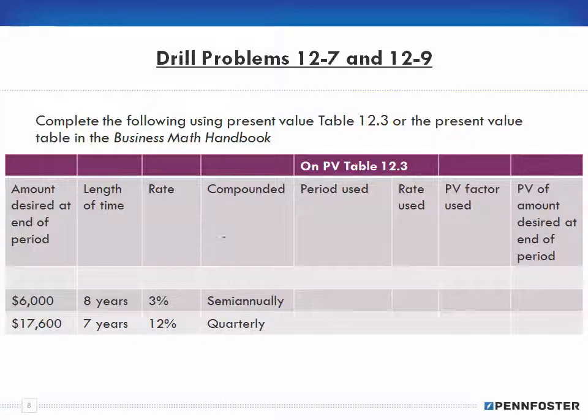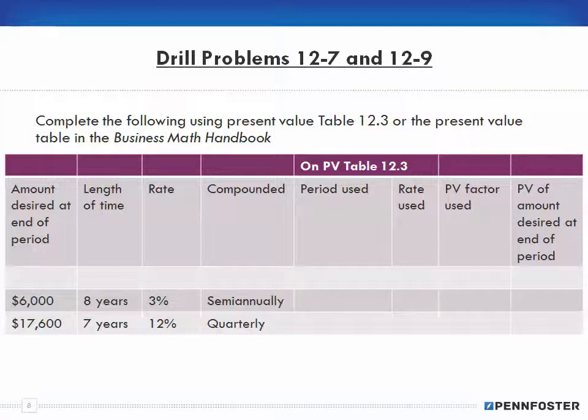Okay, so 12-7 is for $6,000. I didn't put the problems on the side here because I just ran out of screen real estate. So we'll just work with the $6,000 for the length of time being 8 years at the rate of 3%, and it's compounded semi-annually.